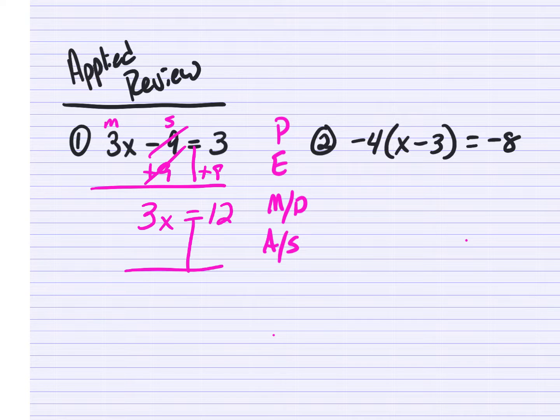Now again, we cannot stop until the x is all by itself. The only thing that's on the same side as the x is the 3. The opposite of multiplying by 3 is dividing by 3. So I get x equals 4.